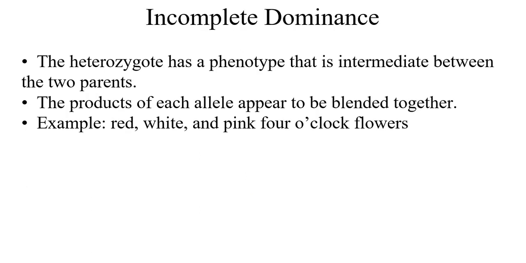So let's look at this other concept right here. We had the idea of dominance. Dominance is where one allele completely hides the effects of the other allele. The other mechanism that can be seen in inheritance is incomplete dominance. In incomplete dominance, the heterozygote is going to be intermediate between the two parents. Remember, in dominance, the heterozygote would look just like one of the two homozygotes. So let's look at this with an example.